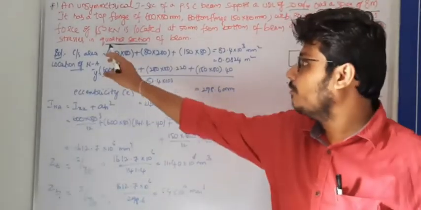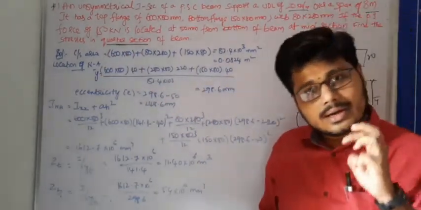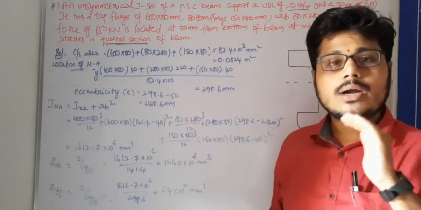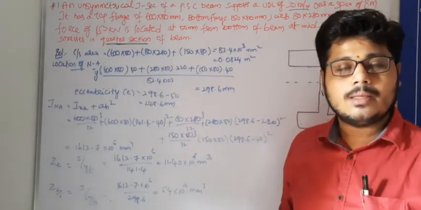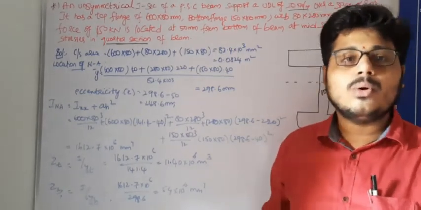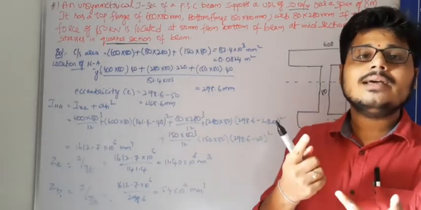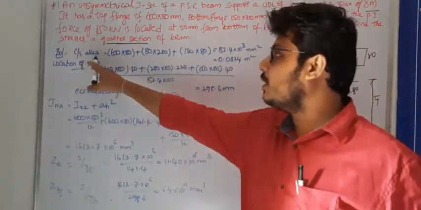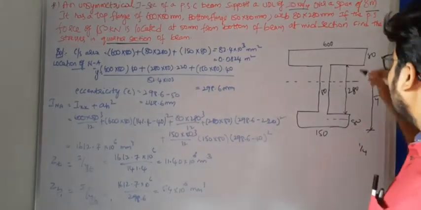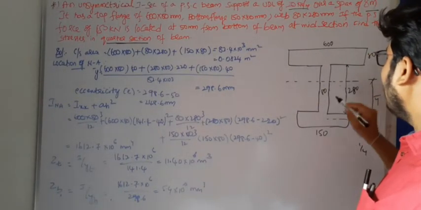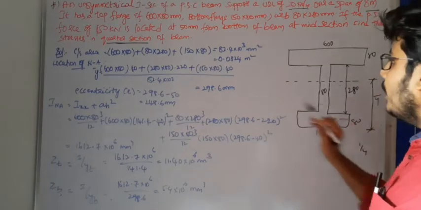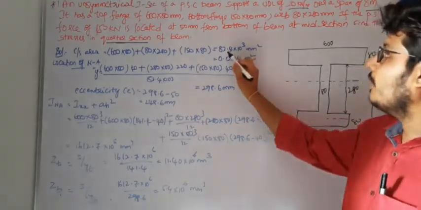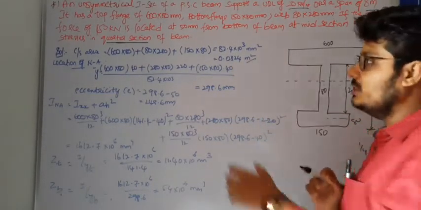For calculating the stresses, we have to know the direct stress, dead load, live load and bending stress. To calculate these we need to know the area, moment of inertia and section modulus. So first we find the cross sectional area: 600 into 80 plus 80 into 280 plus 150 into 80, and we get 0.082 meter square, that is 82.4 times 10 cube mm square. So this is the area.